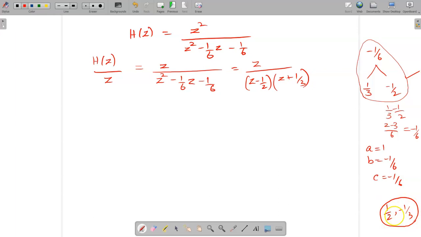Whatever you are getting in the calculator, you have to change the sign and write. Don't write the value as it is: z plus 1 by 2, z minus 1 by 3 means the problem is wrong here itself. So just change the sign of the roots you get in the calculator and write the equation. Once you have done that, now this is the value. What is this? H of z by z, which is equal to z by z minus 1 by 2, z plus 1 by 3.